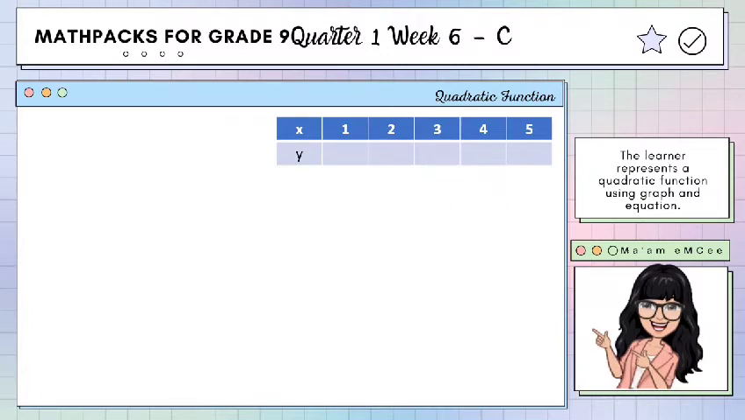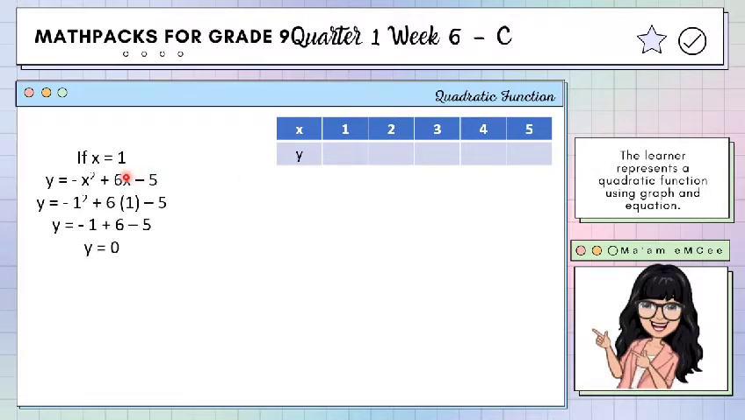Now we have here values for our x. You are free to choose the values of x, then substitute it into our quadratic function to get the values of y, or you can do the opposite: assign values to our y to get the values of x. In this case, it will be easier for us to assign values to our x, then substitute it into our quadratic function to get the values of y. If we let x be equal to 1, then we have our quadratic function, y is equal to negative x squared plus 6x minus 5.